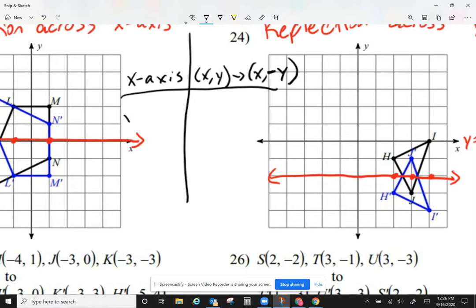Another special case is when it gets reflected across the y-axis. The values of x, y are going to become negative x, positive y. So the values are not going to switch order. The only thing I'm going to do is the x is going to switch sign.